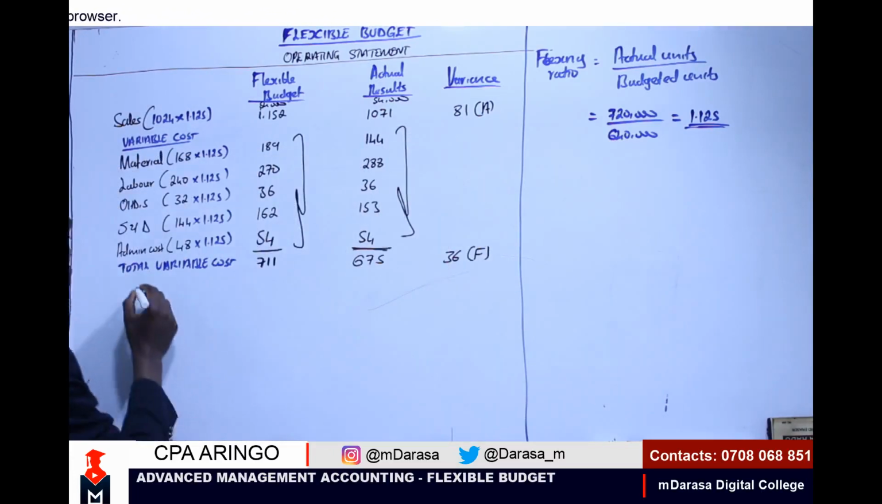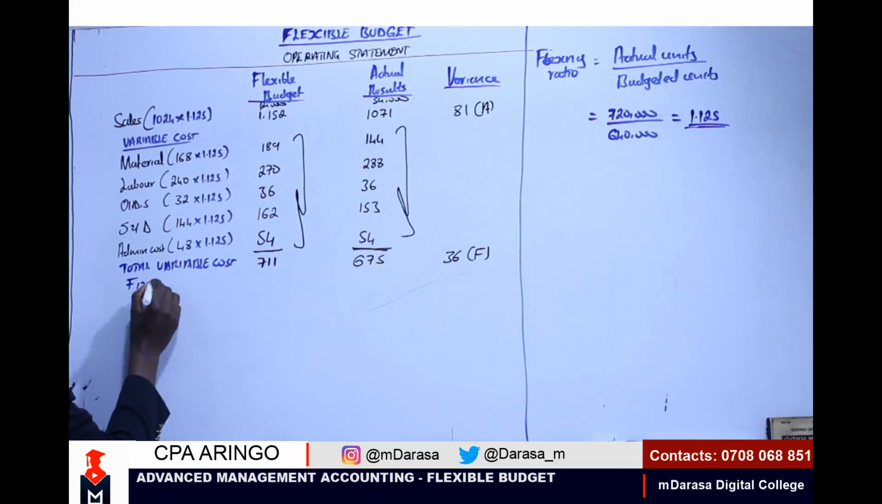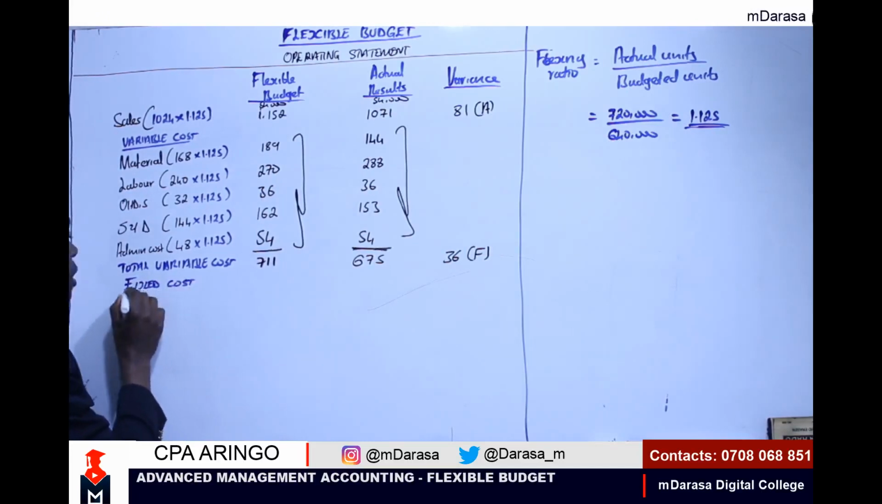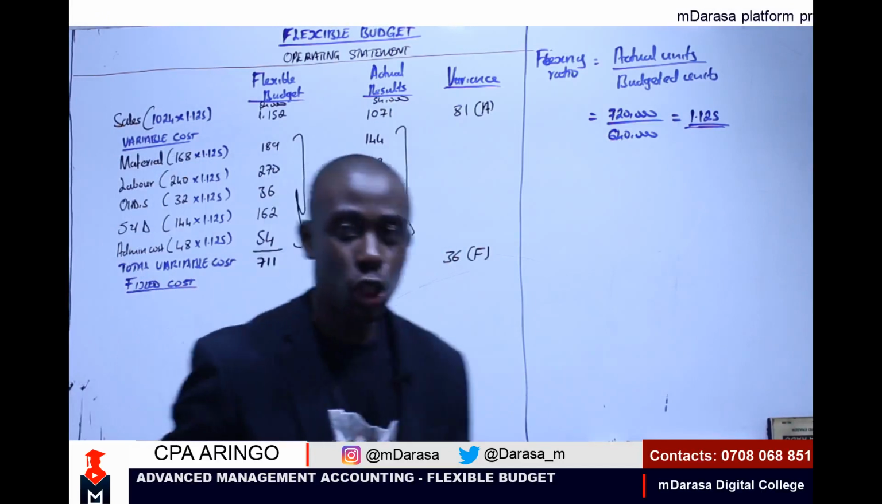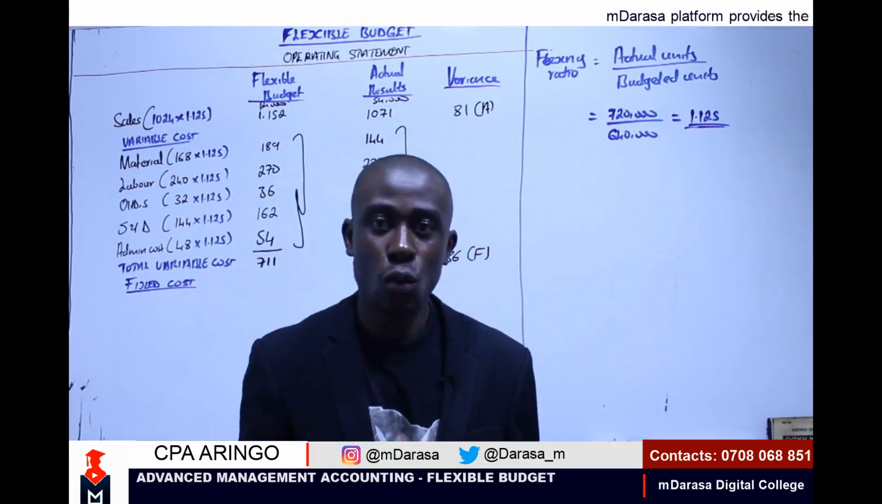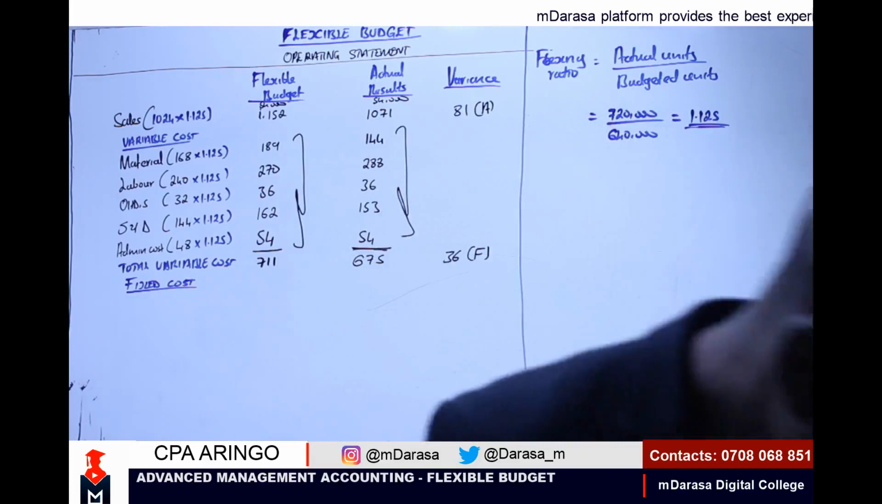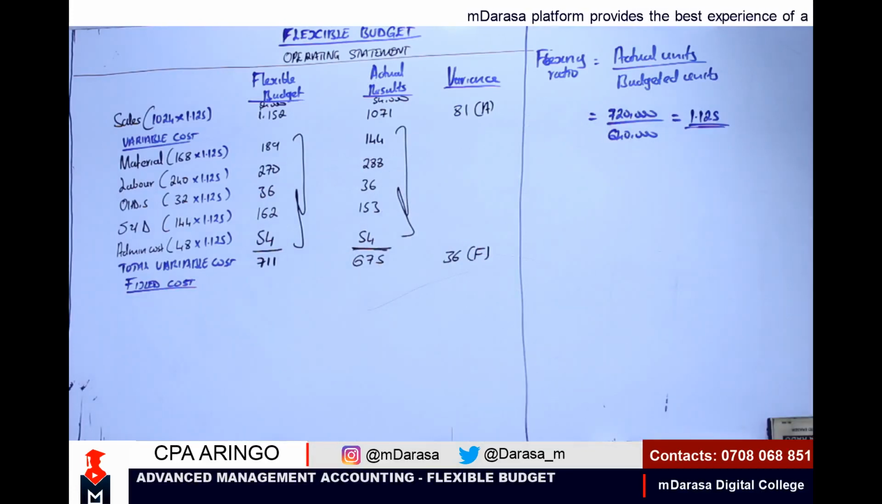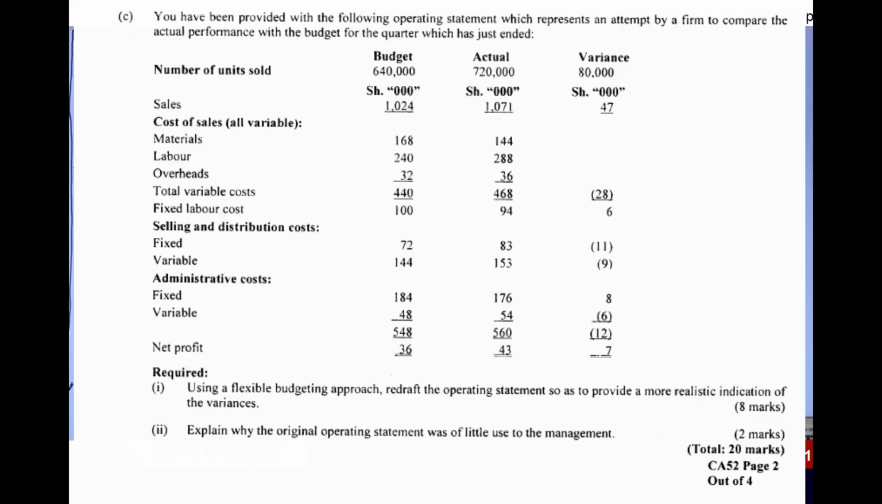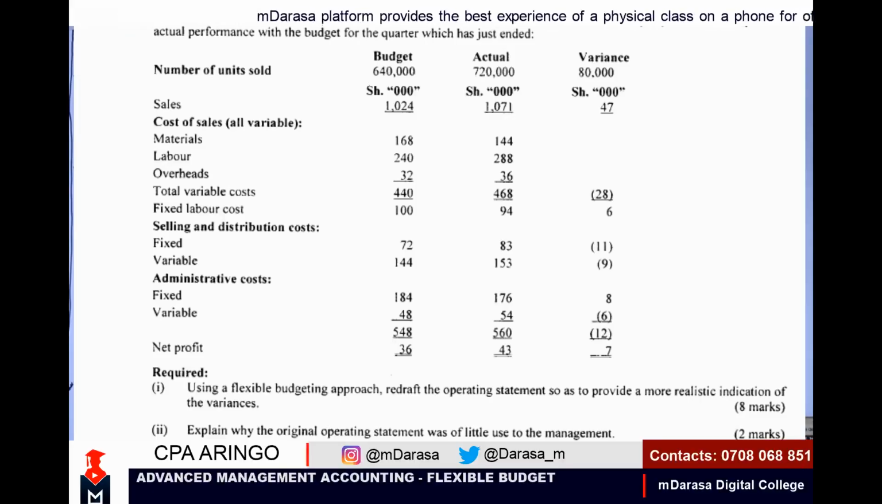Remember, fixed costs will not be affected by the flexing ratio. And in that case, were we given our fixed costs? Let us see that question. We were given our fixed costs here. Looking at our question clearly, I'm having selling and distribution fixed cost and administrative cost. So those are the fixed costs that I was given.